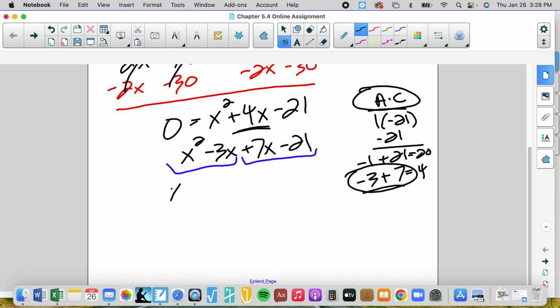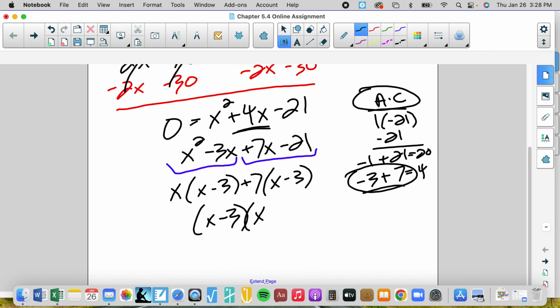Pull out a common factor of x, you get x minus 3. Pull out a common factor of 7, you get x minus 3. They both have an x minus 3. If we pull that out, you get x plus 7. Both of these products have x minus 3, and if we factor that out, we're left with x plus 7. That's how we get our other binomial. And this is all equal to 0.